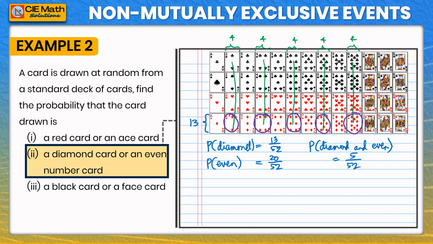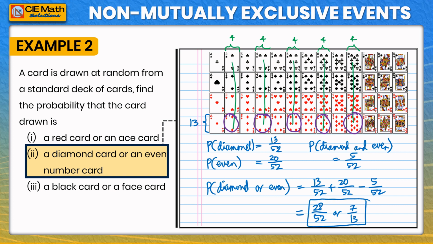So in here, if we would like to find now the probability of a diamond or even, then we will have 13 over 52 plus 20 over 52 minus the common, which is 5 over 52. So if we add and simplify this now, we have 33 minus 5, that will be 28 over 52 or 7 over 13. So the probability then of getting a diamond card or an even number is 28 over 52 or 7 over 13.